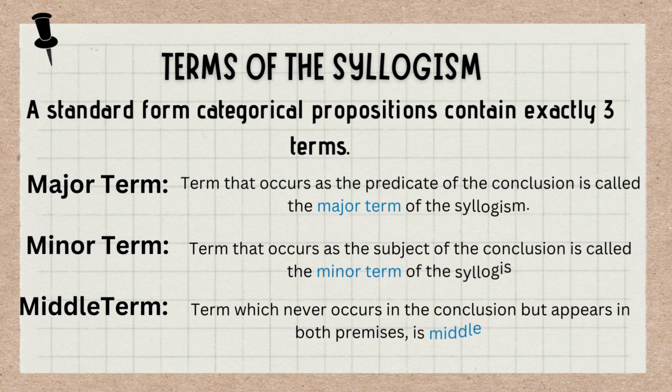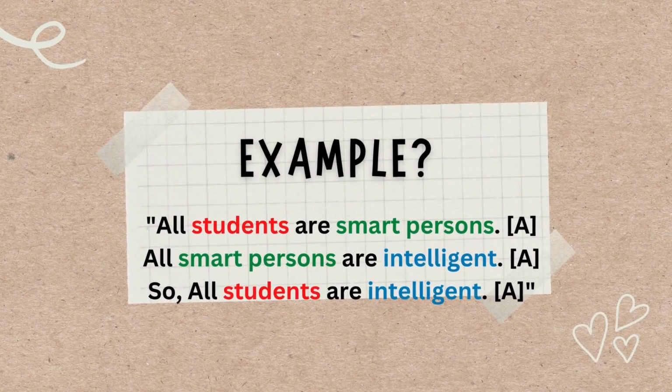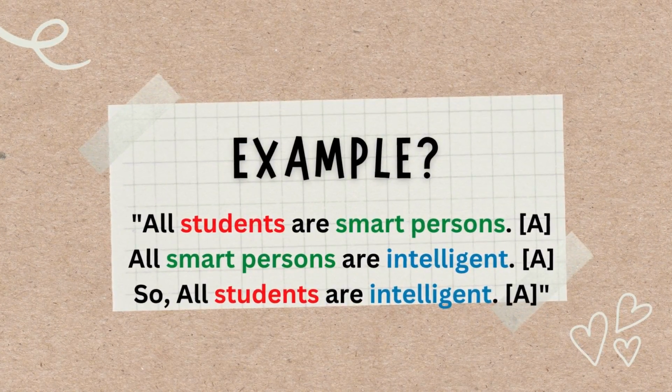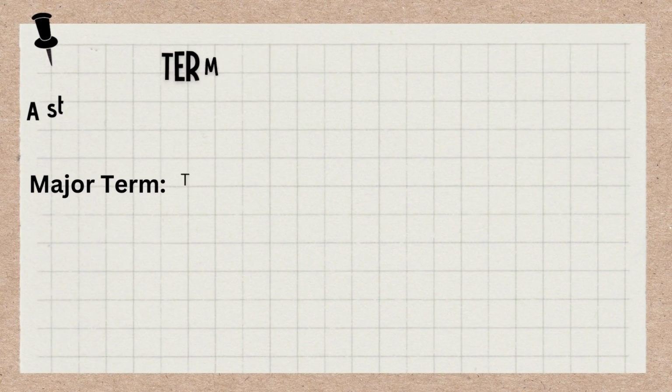A term that occurs as the subject of the conclusion is called the minor term. So what is the conclusion? All students are intelligent is the conclusion. In that conclusion, students is the subject. So the subject is the minor term.